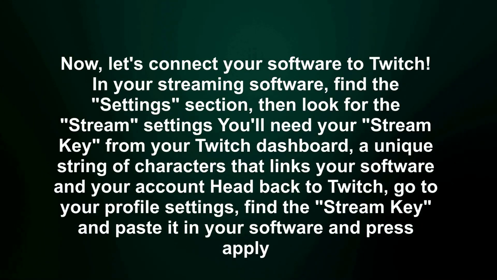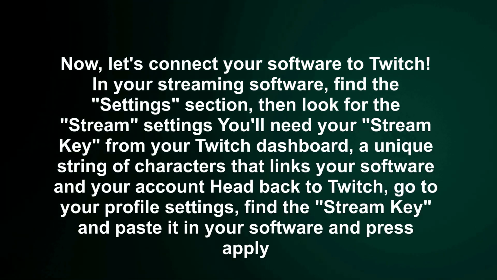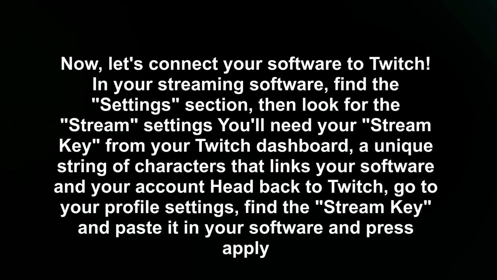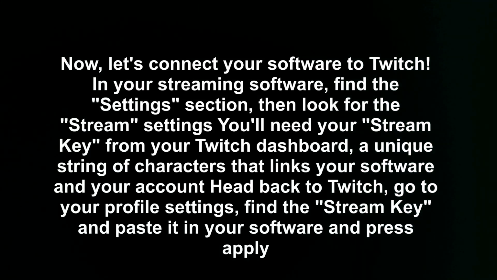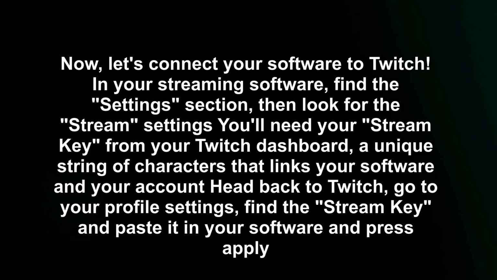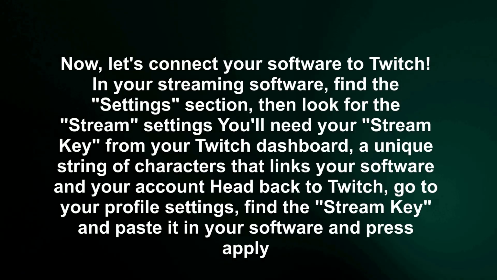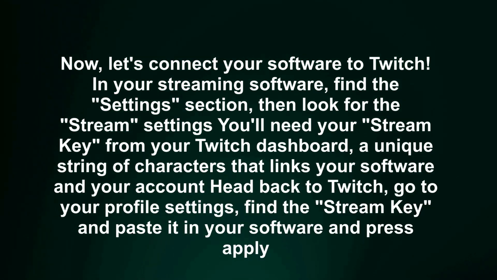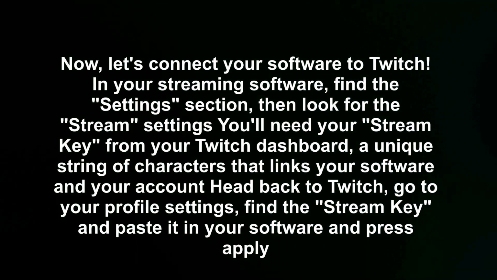Now, let's connect your software to Twitch. In your streaming software, find the settings section, then look for the stream settings. You'll need your stream key from your Twitch dashboard, a unique string of characters that links your software and your account. Head back to Twitch. Go to your profile settings, find the stream key and paste it in your software and press apply.